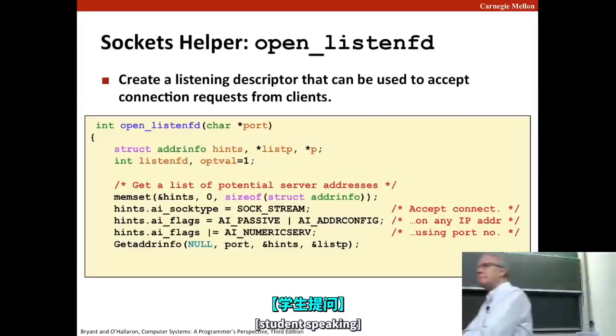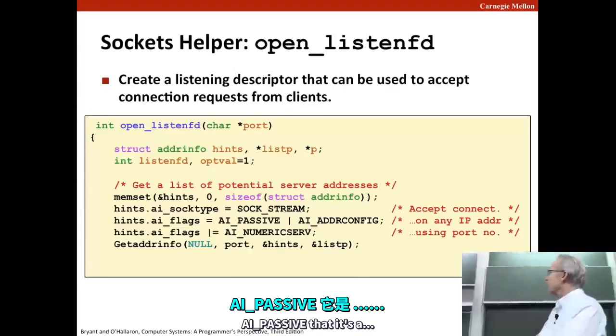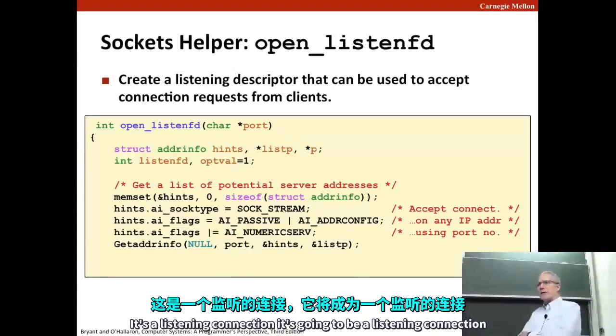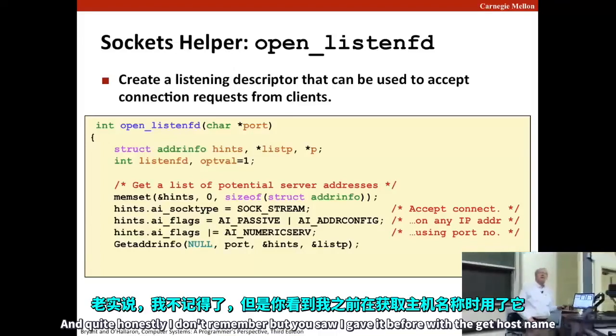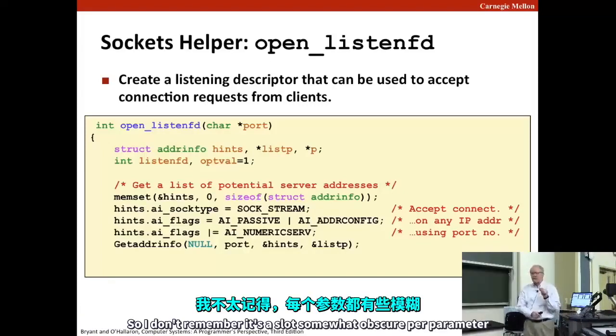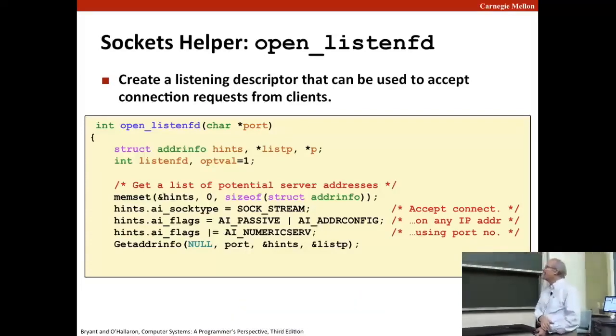Question? Individually, what are AI_PASSIVE and AI_ADDRCONFIG doing? AI_PASSIVE is that it's a listening connection. It's going to be a listening connection. And AI_ADDRCONFIG was some other argument. And quite honestly, I don't remember, but you saw I gave it before with the gethostname. So I don't remember. It's a somewhat obscure parameter that's not even a required parameter. It's in the book. I'm sorry. Or you could Google it right now.